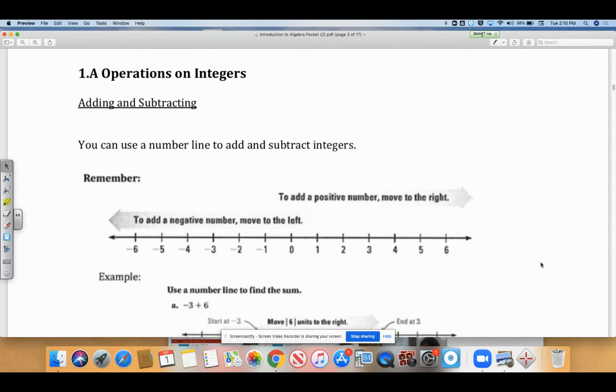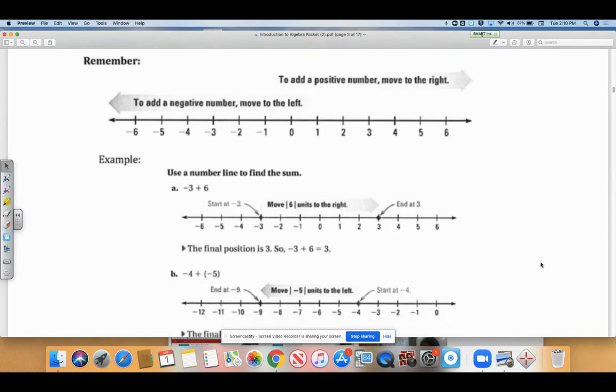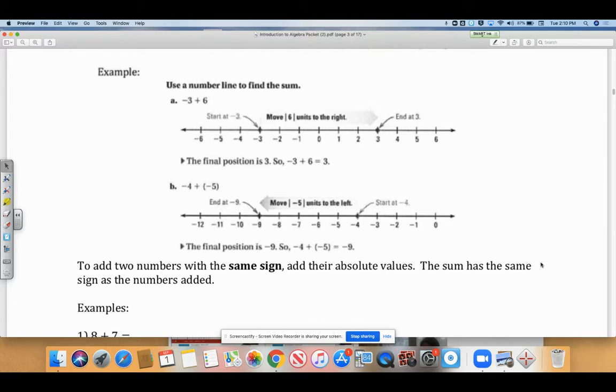In general, if you're adding a positive number, you move to the right. If you're adding a negative number, you move to the left. So in these examples here, we can see that this is happening. In the first example, -3 plus 6, we start here at -3, and then we are moving 6 units to the right. Well, 1, 2, 3, 4, 5, 6 lands us at 3, so my answer is 3.